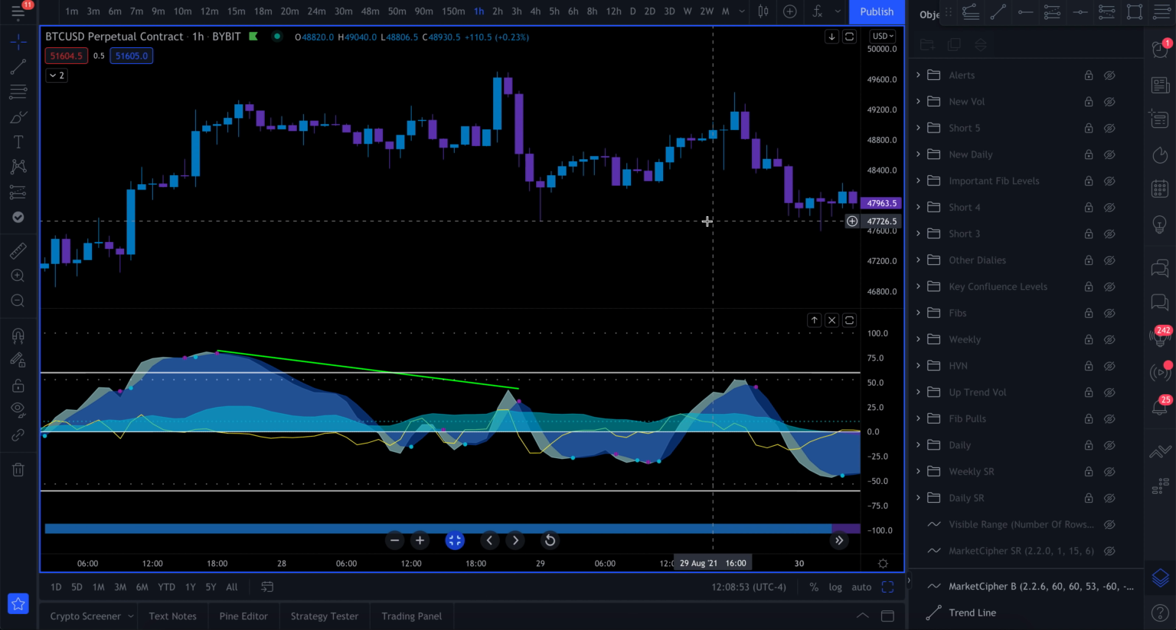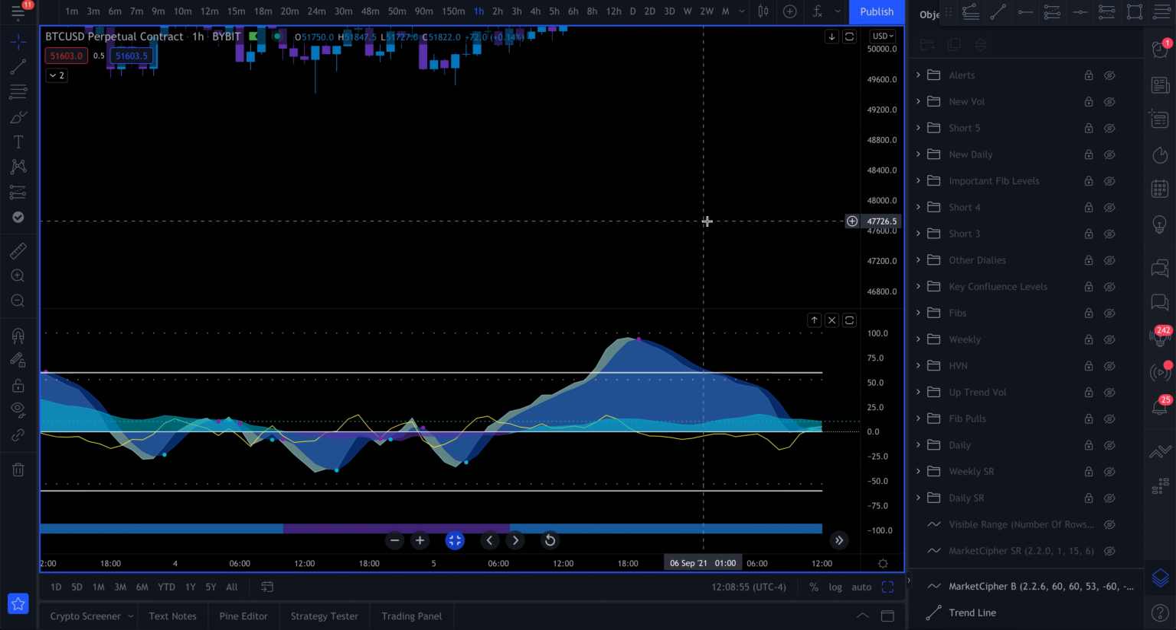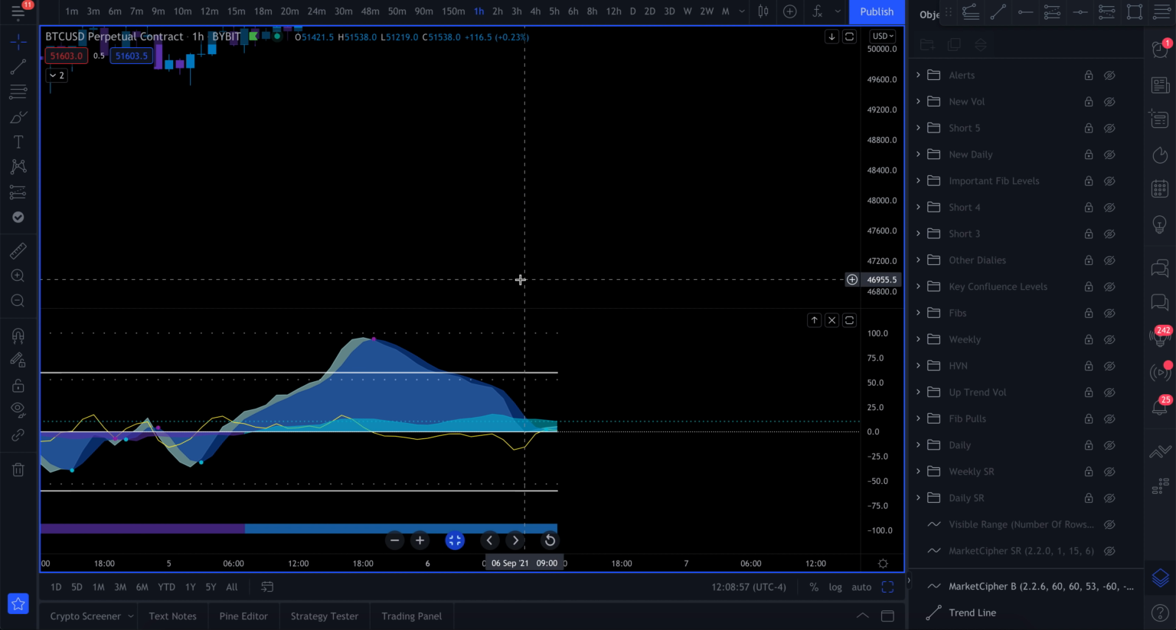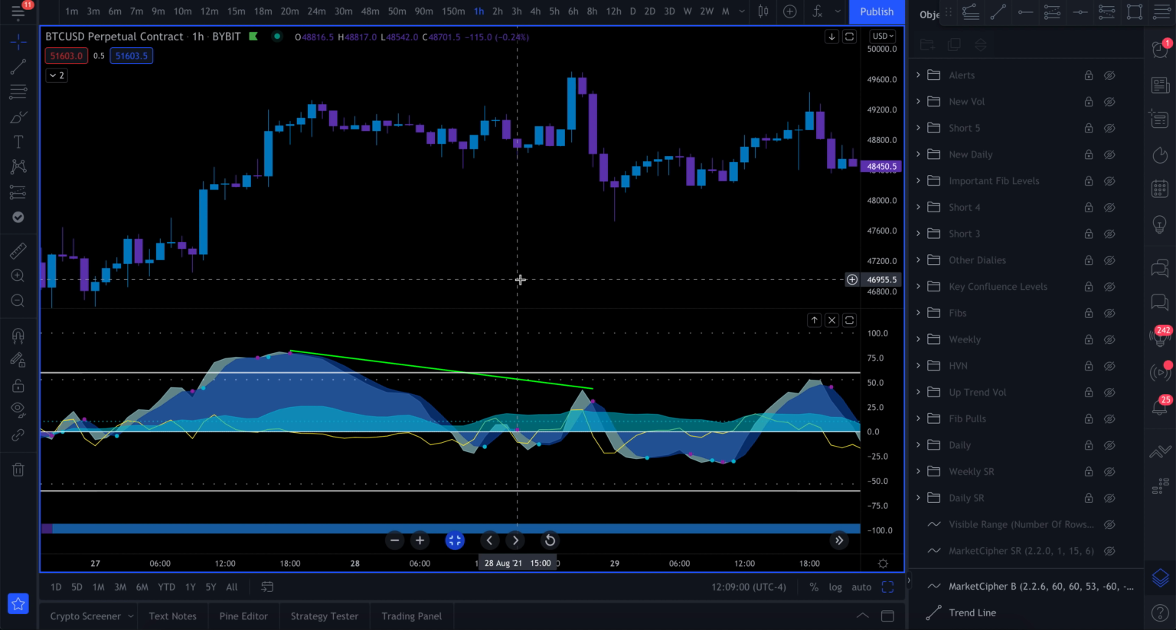Okay, looks like Ethereum just printed a 1-hour green dot. But anyway, okay, so we're going to be looking at the money flow.